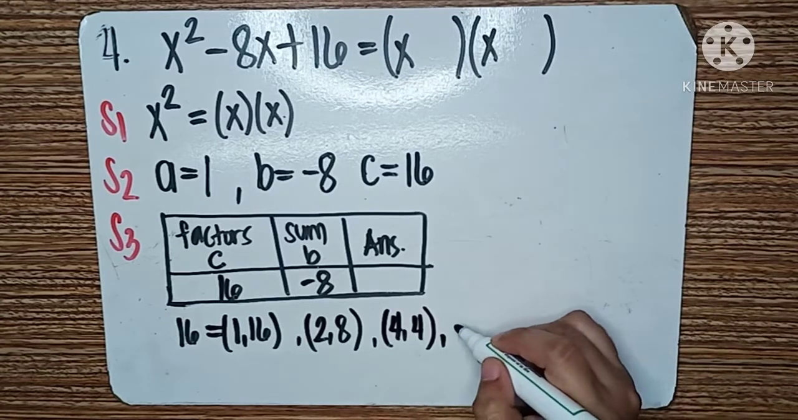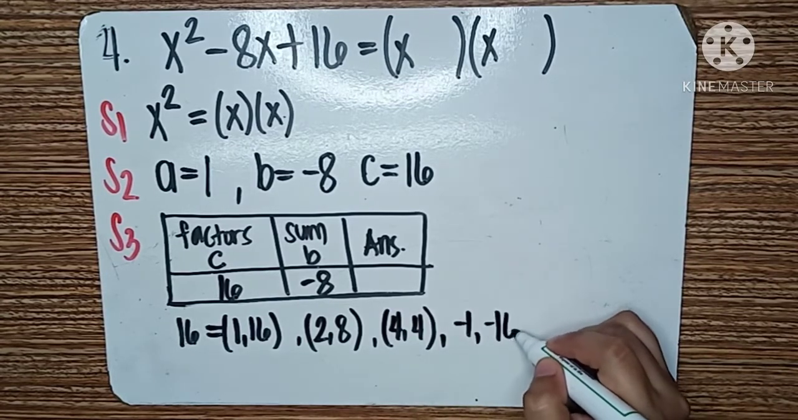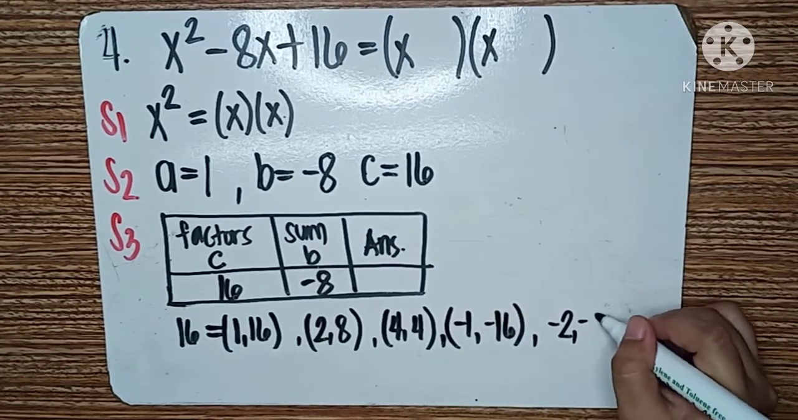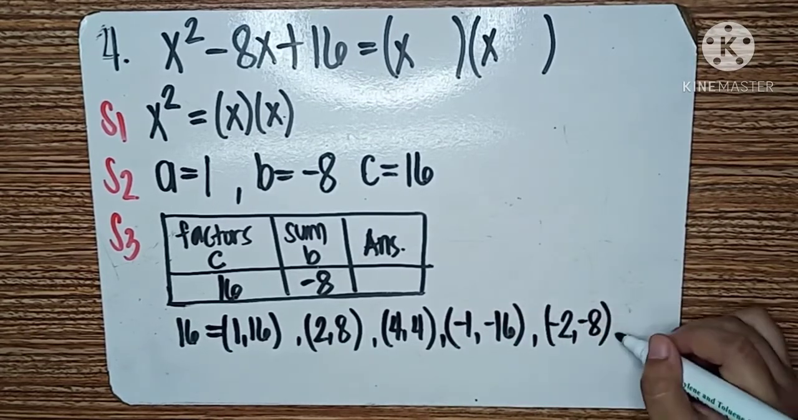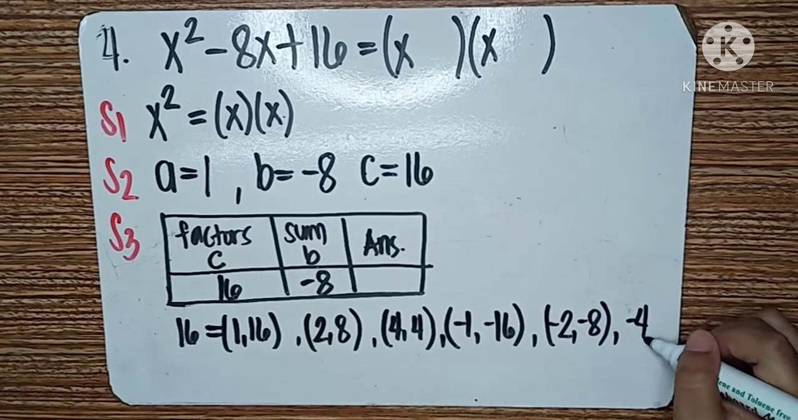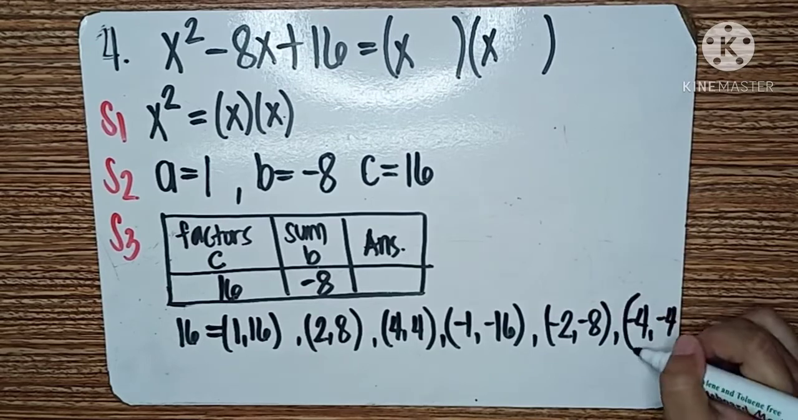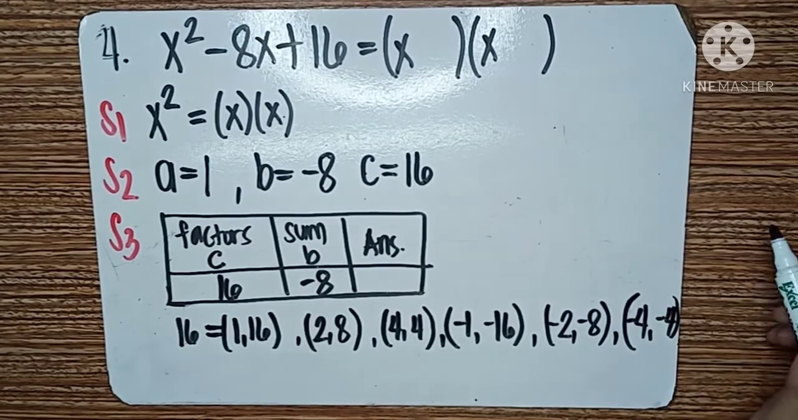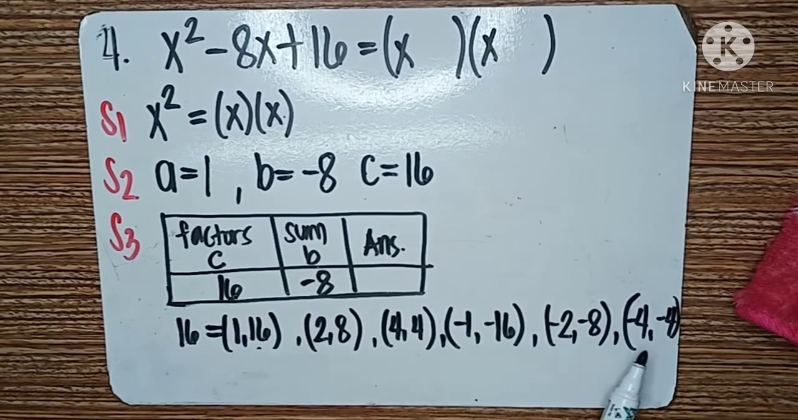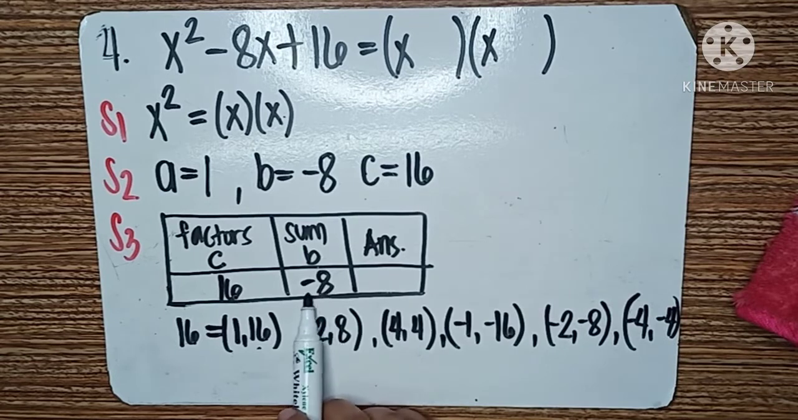Meron pa, negative 1 at negative 16. Next is negative 2 and negative 8. And then, negative 4 and negative 4. Yan. So, diba? Negative times negative is positive. Which of these factors has a sum of negative 8? Trial and error tayo ulit.